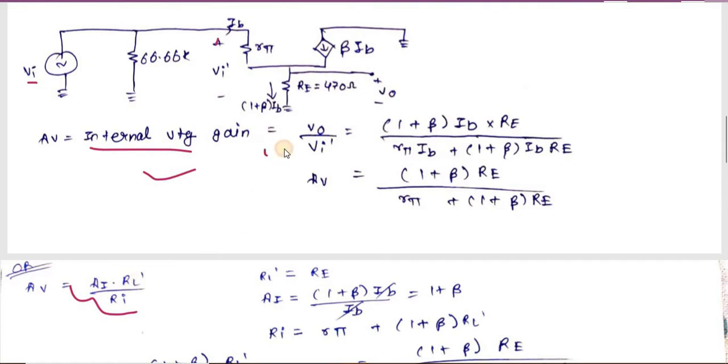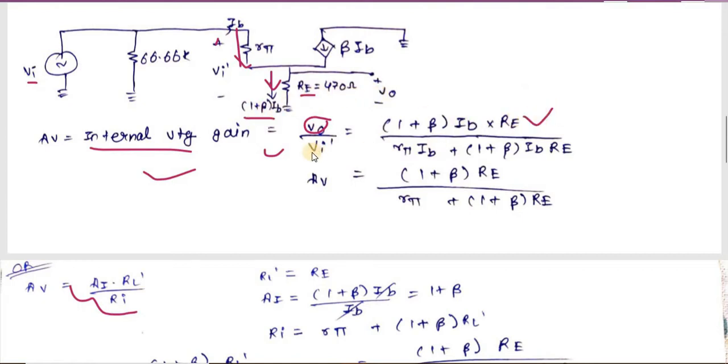Okay, so let's start with the first way, that is VO by VI dash. Okay, so first we want VO, right? So you can see the VO is nothing but the voltage across this RE. Okay, else you can use KVL or basically V equals to IR. Okay, so here you can see we have IB current through this and beta IB current through this current controlled current source. Okay, so in this branch we will have IB plus beta IB. Okay, so it is nothing but 1 plus beta IB. Okay, so the voltage across this RE will be VO equals 1 plus beta IB into RE.